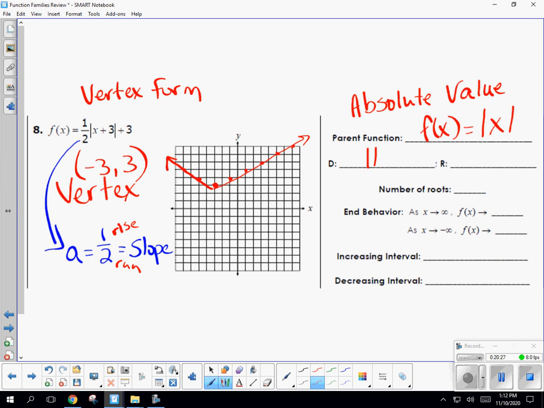All right, our domain of all absolute values is always all real numbers. Our range is going to be y is greater than or equal to, because it's opening up, the y value of our vertex, which is 3. The number of possible roots in an absolute value, again, is 2. Our end behavior as x is approaching positive infinity, our y values are going up to positive infinity. As x is approaching negative infinity, our y values are going up to positive infinity.